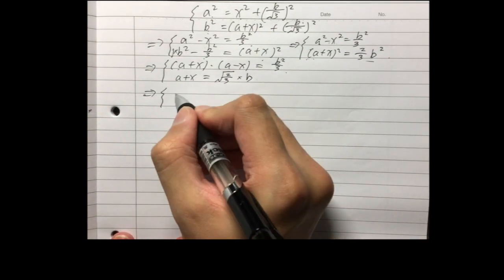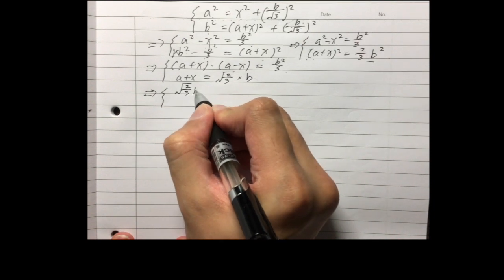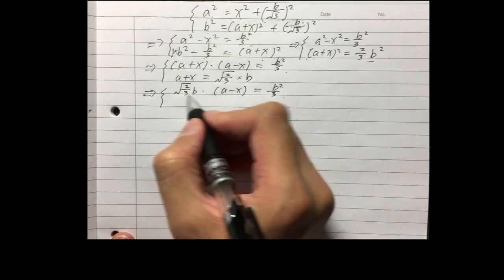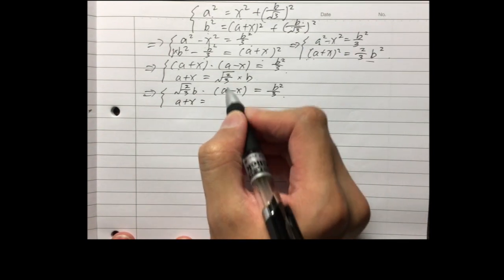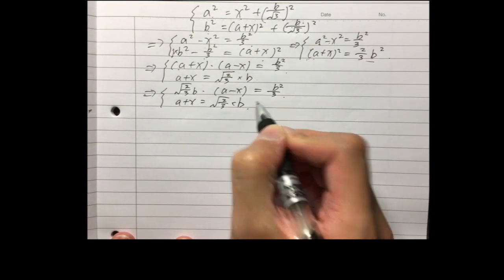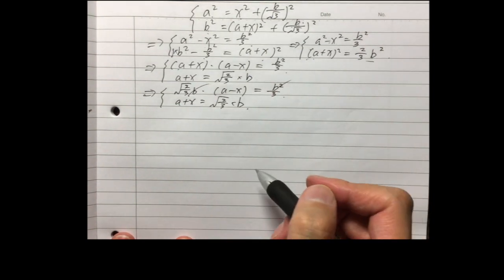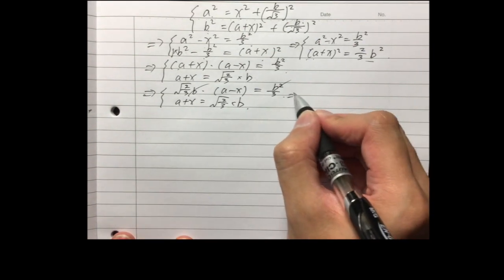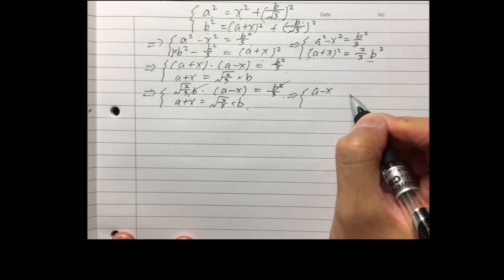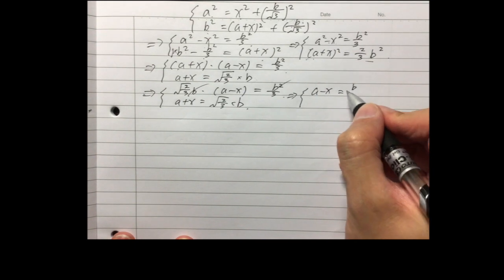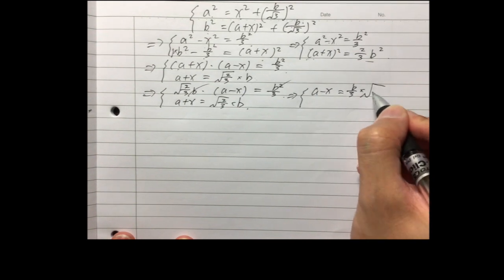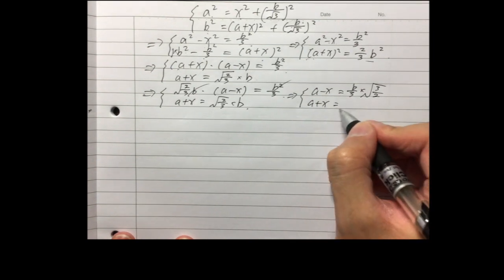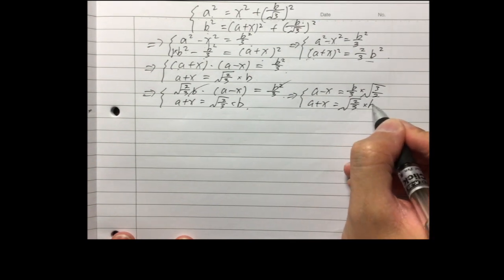Then we got square root 2 over 3 times b times (a minus x) equals b squared over 3. And below we get (a plus x) equals square root 2 over 3 times b. And this 2b can be cancelled, and this thing can be shifted to the right hand side, right? So we got a minus x equals b over 3 times square root 3 over 2, right? And a plus x equals square root 2 over 3 times b.